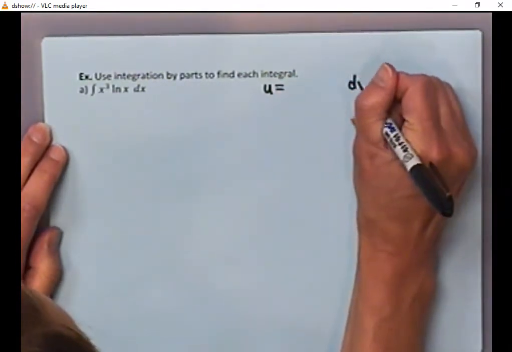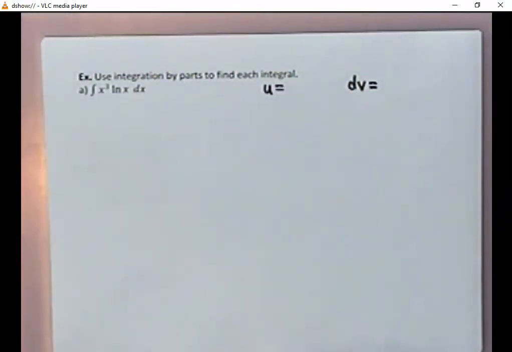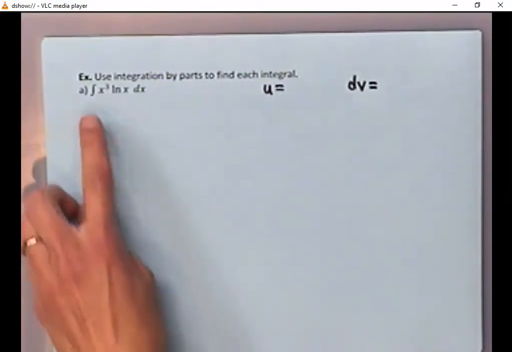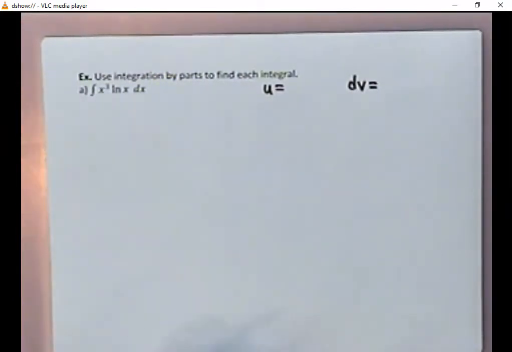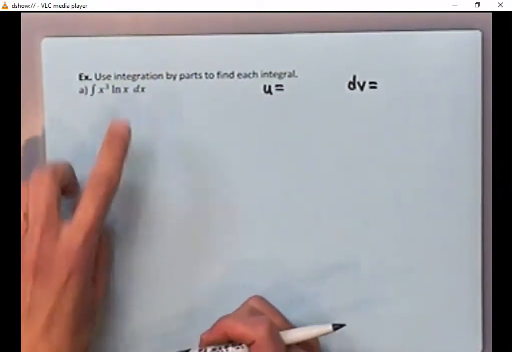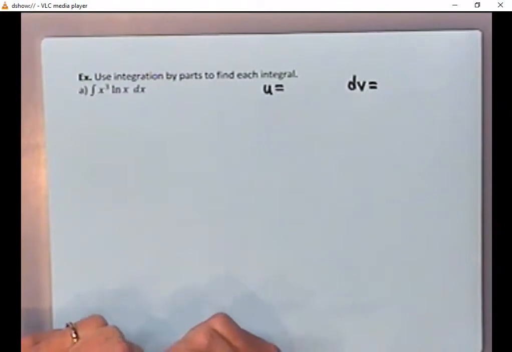So remember, the very first step is to choose your u and your dv. Okay, so that's what I start with. So I have x cubed and I have natural log of x. Okay, what are you guys thinking? Which one do you think should be u? X cubed, okay. It does have a pretty simple derivative, right? But let's think about this. Then dv has to be the natural log, right? Do you know how to integrate the natural log?